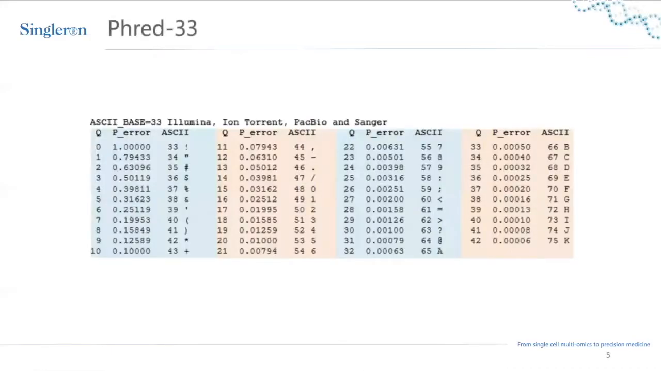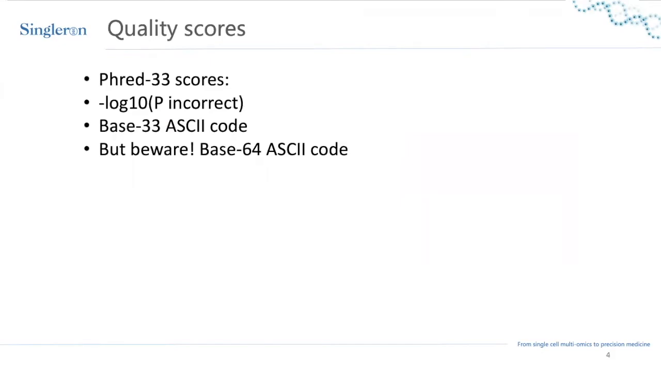So this is a table that shows you the ASCII code and what it corresponds to. If you see, for example, the quality 0, the ASCII code is 33, and therefore it gets translated into an exclamation mark. So if we are going to track our F, we see it towards the end of the table, the last column, F has an ASCII code of 70, and that translates to a quality score of 37. So that's quite high.